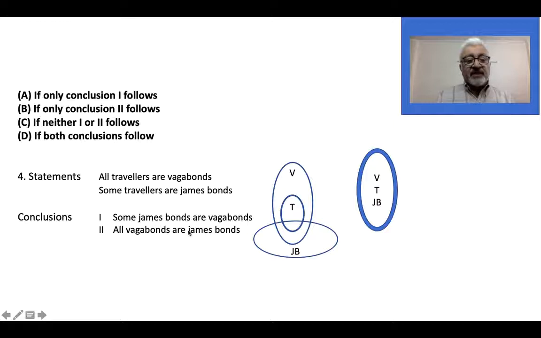Therefore, can I confirm the second one? No. But can I confirm the first one? Some James Bond are vagabonds. Yes, one part of James Bond is also overlapping with the vagabonds. Therefore, this is true in both the cases. Hence, my answer will be only the first statement is true, and therefore it should be A. I hope this is clear.